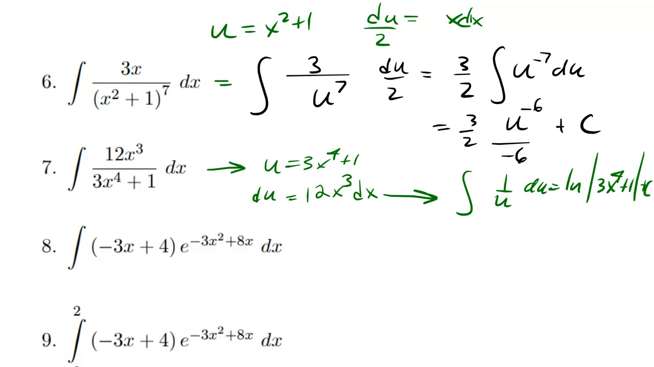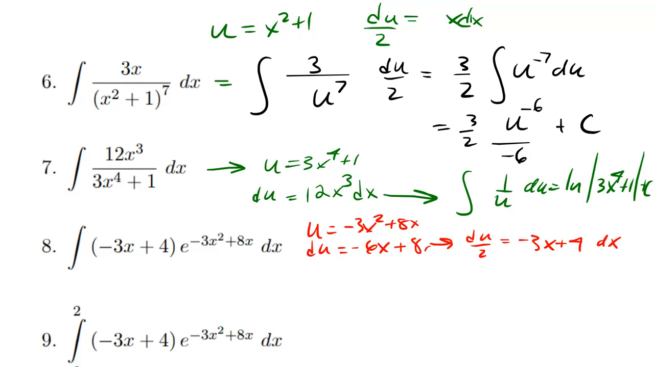These are getting pretty fun here. This is a nasty exponent, but notice the part out front is a lot like the derivative of what's up there. So if I let the exponent, negative 3x squared plus 8x, be our u, then du is negative 6x plus 8. If I cut that in half, I'd have du over 2 is negative 3x plus 4. Excuse me, I should have kept the dx along with us here.